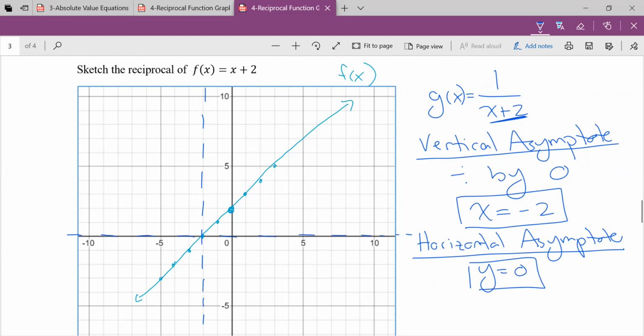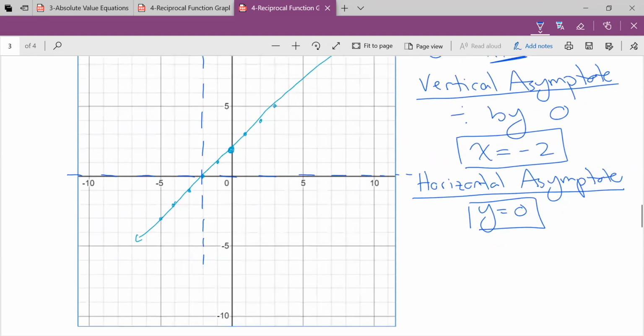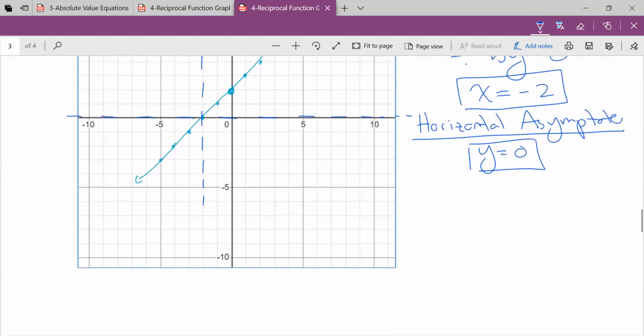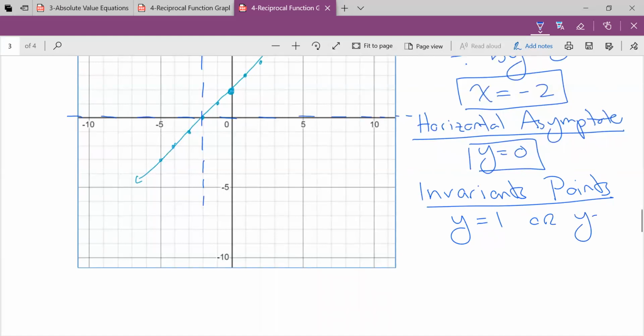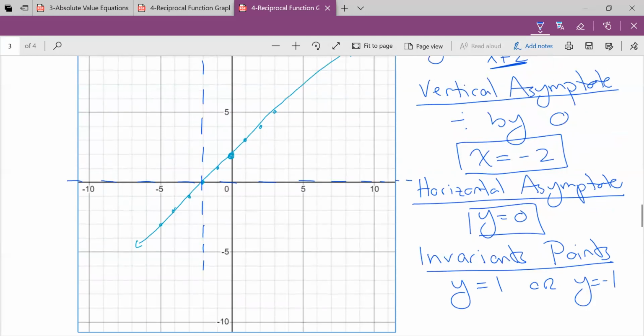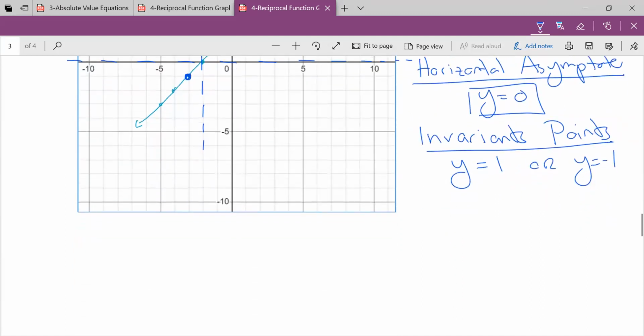Next thing I want to find is my invariant points. Well, my invariant points are when y is equal to 1 or when y is equal to -1. So I can just go to my graph and find those points. There's 1 right there, and there's 1 right there. Just like that. If I wanted to find that algebraically, what I do is I sub it into my equation like this.